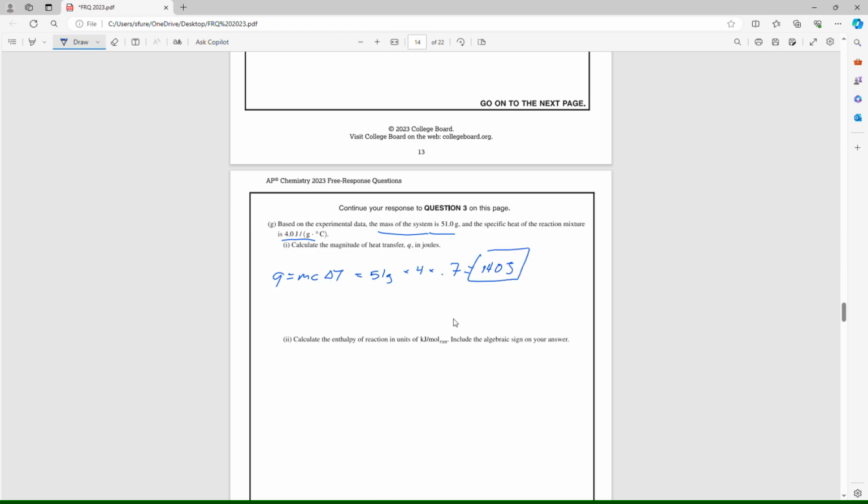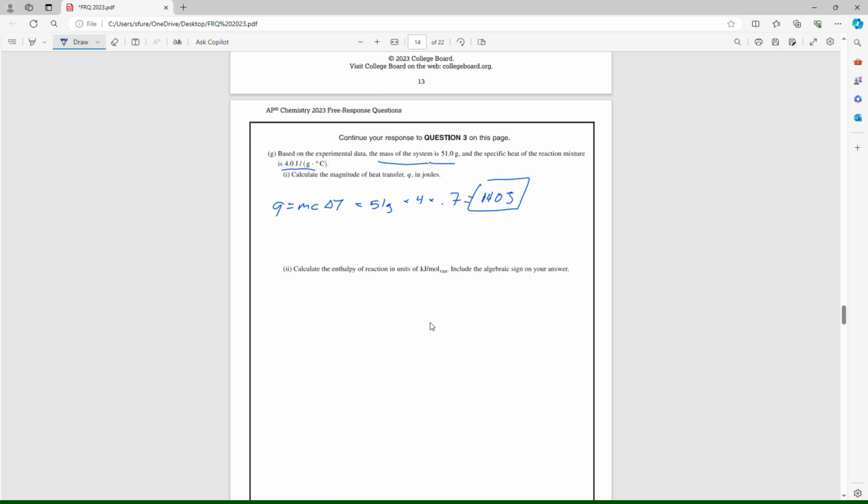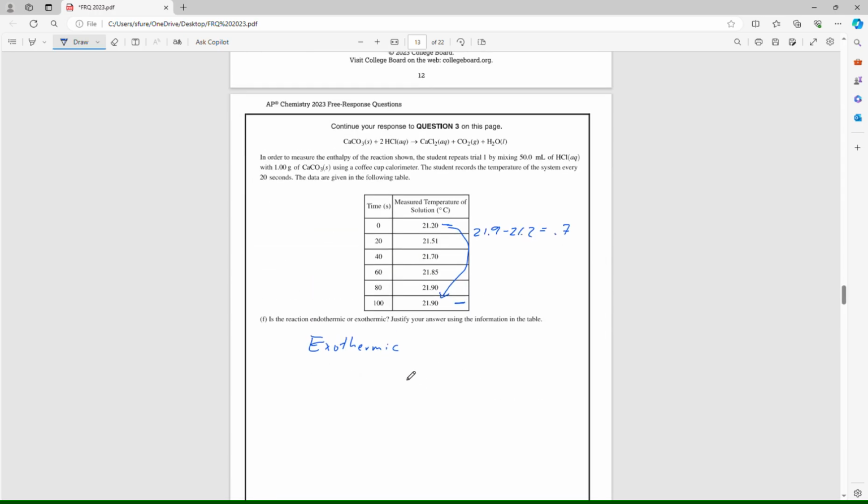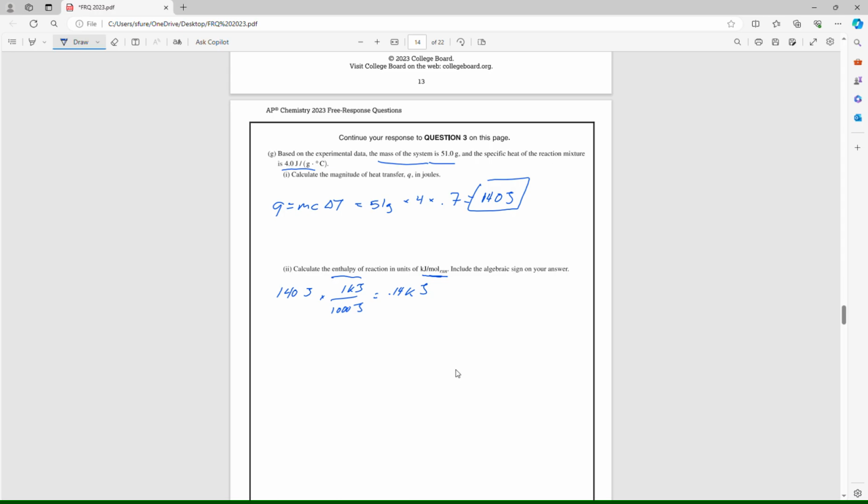Okay. That's part 1. Part 2, calculate the enthalpy of reaction in units of kilojoules. So let's just go ahead and convert this to kilojoules right away. So times 1 kilojoule for every 1,000 joules gives us 0.14 kilojoules. And the next part of enthalpy is that it's per mole reaction. So we will need to find out how many moles reacted and therefore how many reactions occurred, and then divide that by this. Another thing that's important to note is this is enthalpy. We already determined that this was an exothermic reaction, so our final answer should be negative.